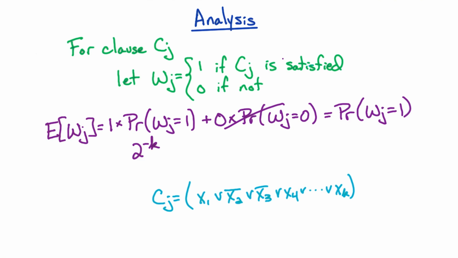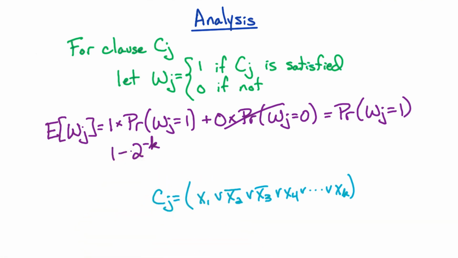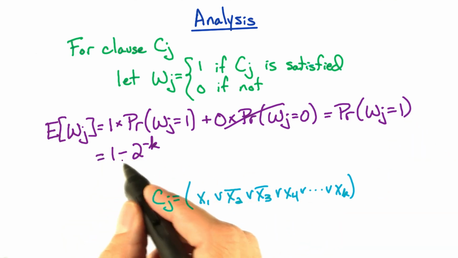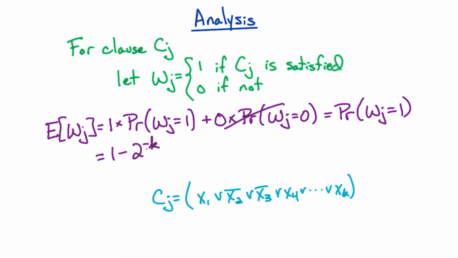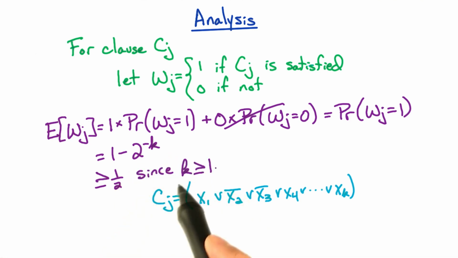What's the probability that it is satisfied? It's the complement of that, so it's 1 minus that. So the probability that Wj equals 1 is equal to 1 minus 2 to the minus k. Now notice something interesting. This gets better as k grows. The worst case is when k equals 1. It's a unit clause. So suppose it's just x1. Then the probability this clause is not satisfied is 1/2, and the probability it is satisfied is 1/2. So this quantity is always at least 1/2, since k is at least 1.